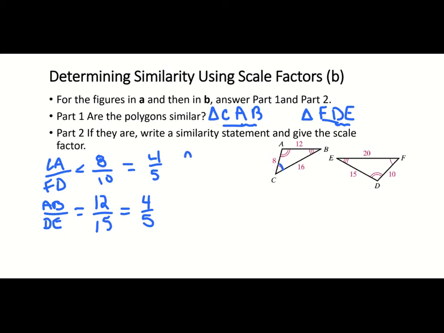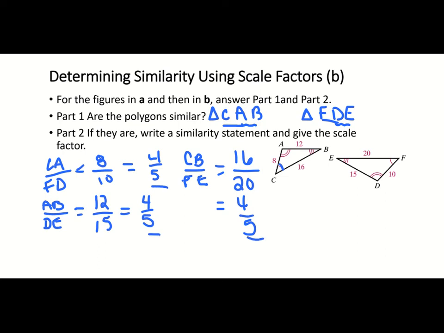We have CB over FE, and CB is 16, FE is 20, and when I simplify that, I can divide them both by 4, and I'll end up with 4/5. So notice how each ratio of corresponding sides simplified to 4/5.